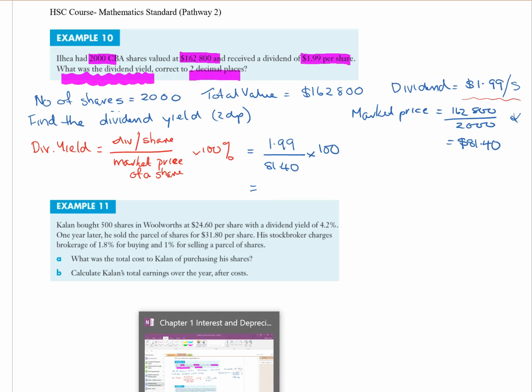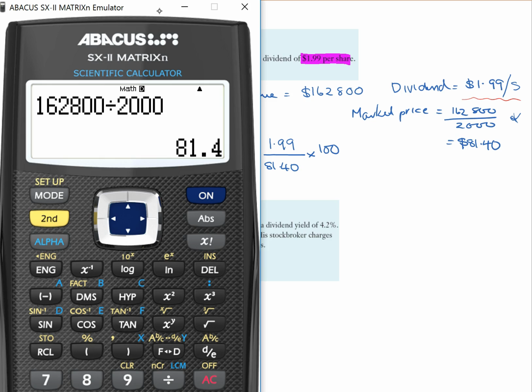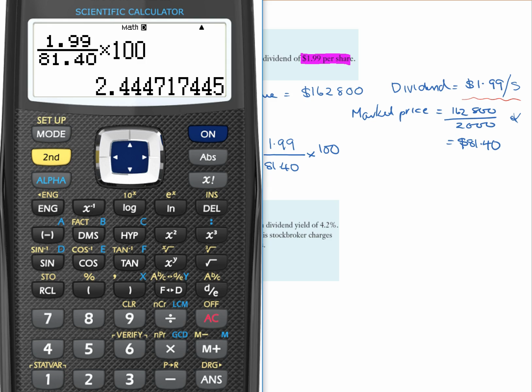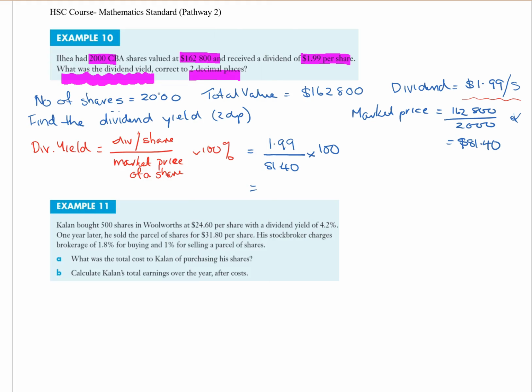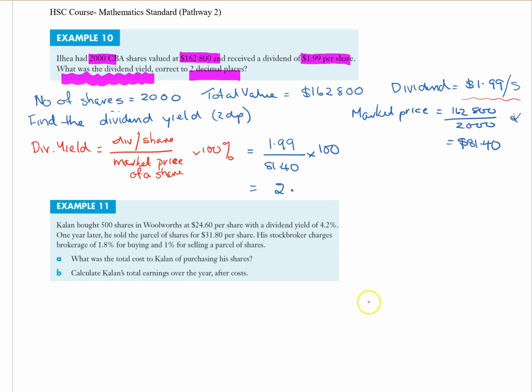Let me go back to the calculator. And you can see there that that gives me 2.444. So 2.444, but to 2dp, oh, we better check that, 2dp. Yes, I'll be cutting off a 4, so it is 2.44% to 2dp.